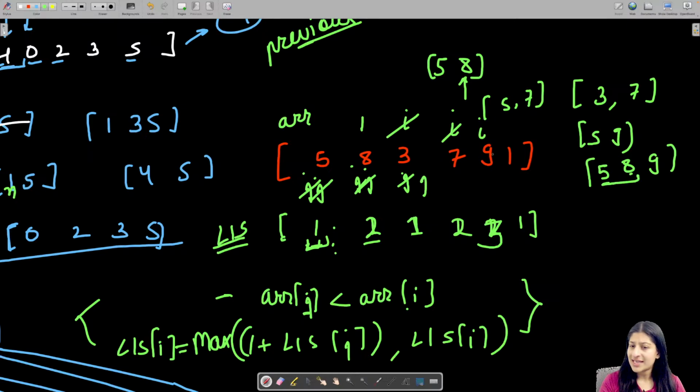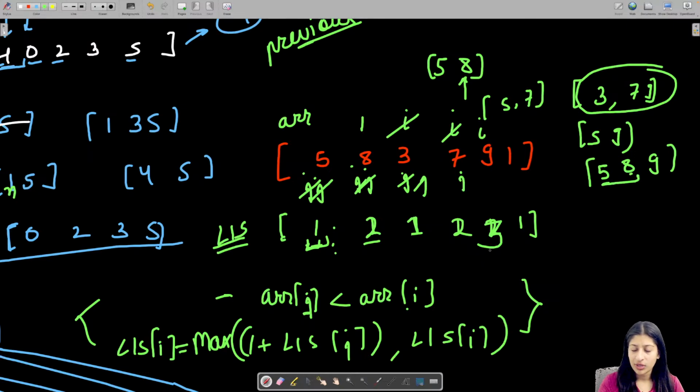Yes, 9 is greater than 3, but LIS of 3 is 1. Even if you add yourself, that will become 2. 2 is not going to exceed this value 3 which is at 9. So you're not going to get a bigger subsequence. Move your J to the next pointer. Even if you add 9 after this 7, 7 is already forming a subsequence of length 2. You add yourself to it, the length will be 3, 7, 9. This is a subsequence that it will create, but it will not exceed the length it already has.